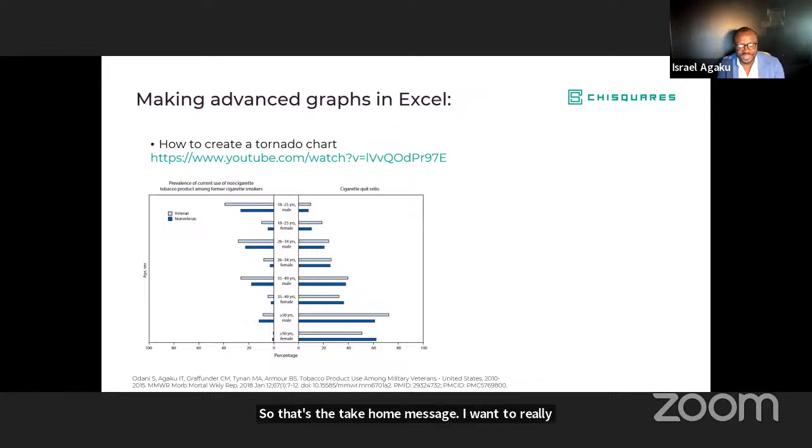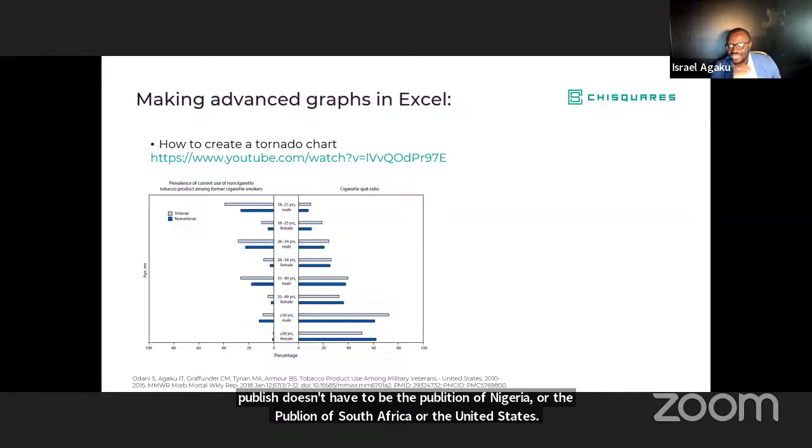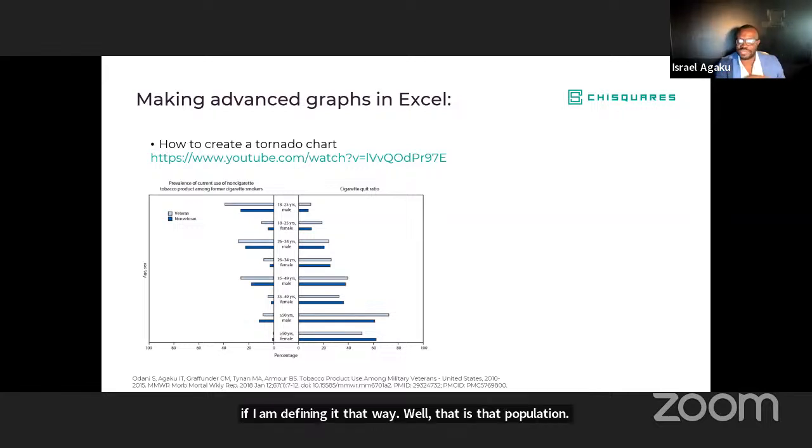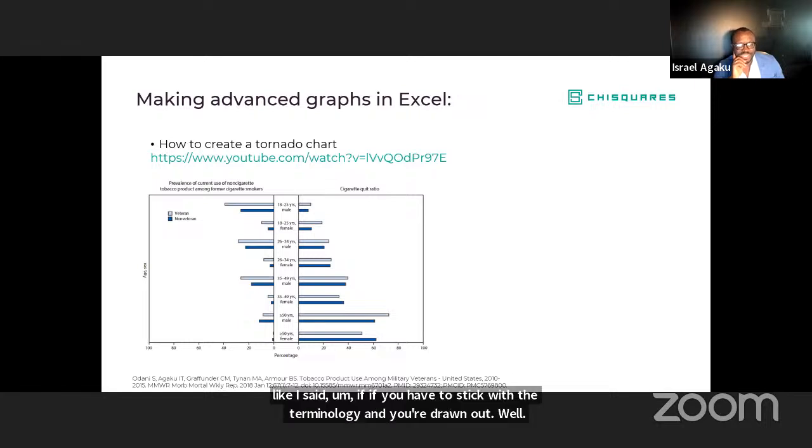Population is whatever population we have defined it to be. I can do a survey of the people here in this room now and say the prevalence of exam failure among this studied population was XYZ, right? Because I have defined the population as people who attended this Zoom call at this point in time. That is the population. Population doesn't have to be the population of Nigeria or South Africa or the United States. If I am defining it that way, then that is that population. Population is whatever we are studying. It doesn't have to be the bigger population. I hope that distinction is clear. But again, if you have to stick with the terminology in your journal, well, epidemiologically, that is not true at all.